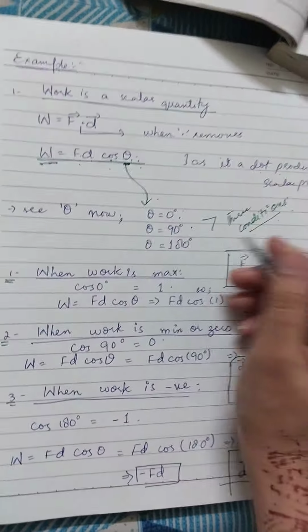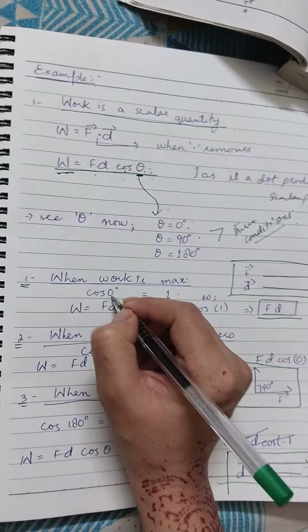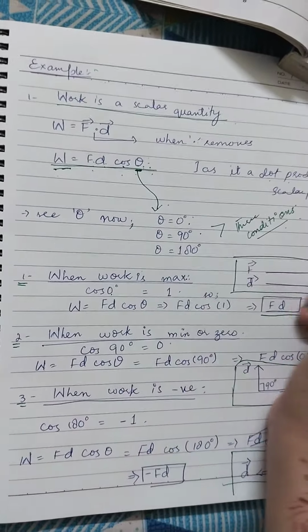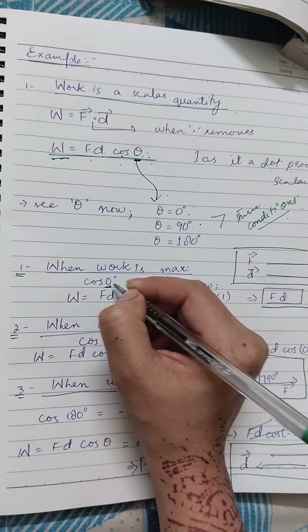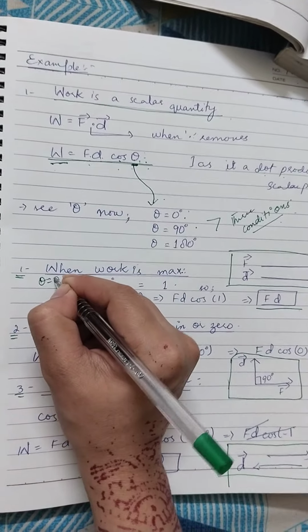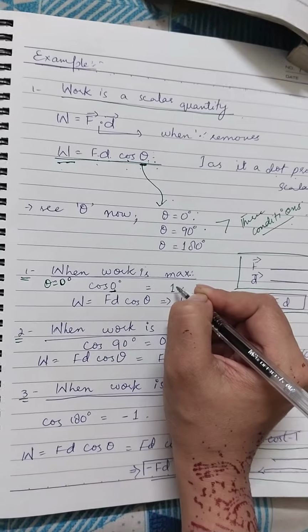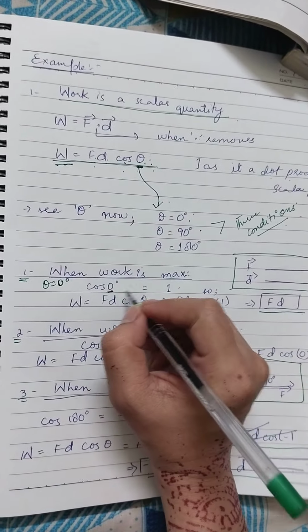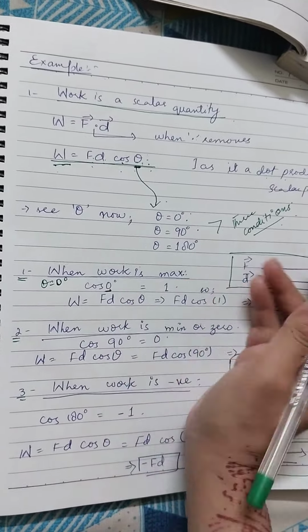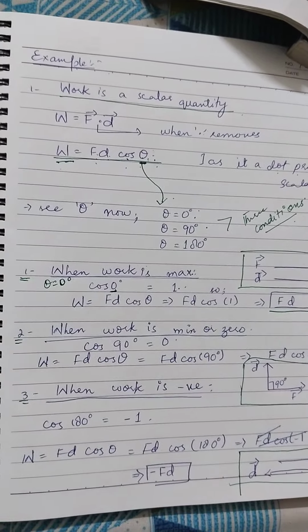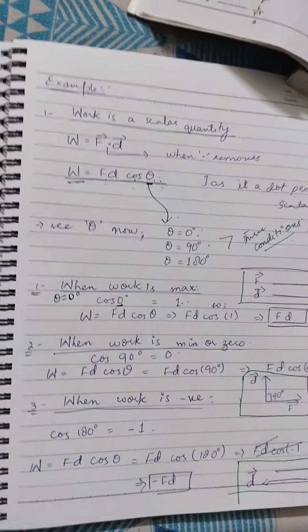So the first one is when theta is 0. I just put here theta is 0 degrees, so cos 0 is equal to 1. Keep in mind, in trigonometry, cos 0 degrees is equal to 1, and there is no maximum value except 1. So whenever we put theta 0 in the work done formula, we get the maximum work done. How? Look at this.